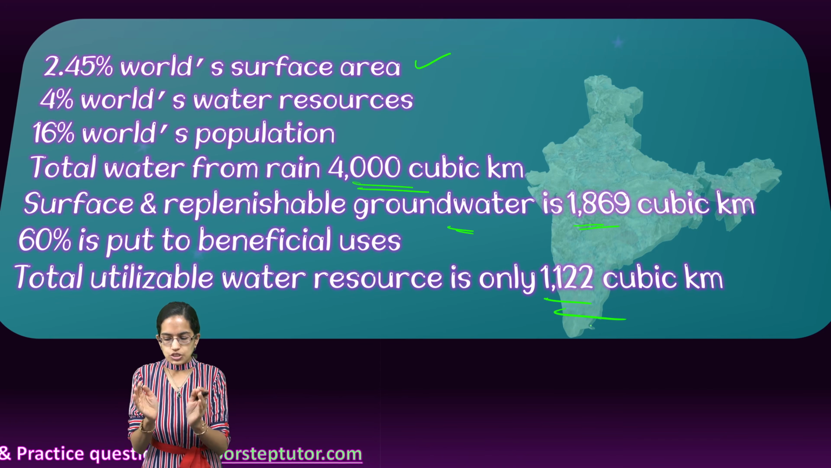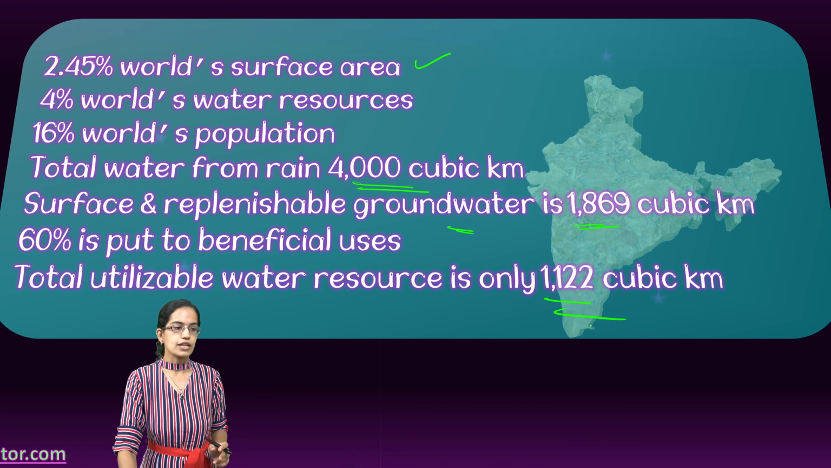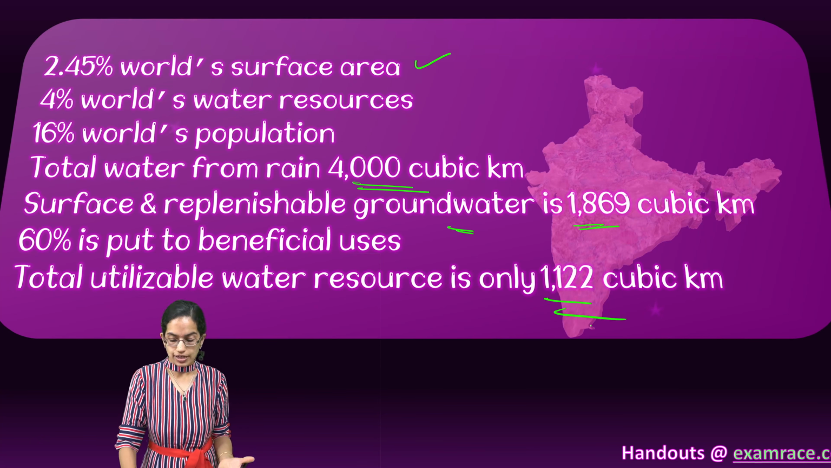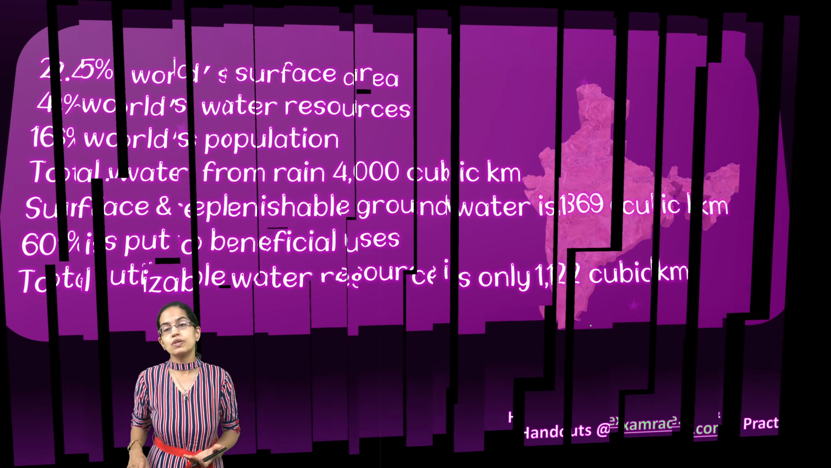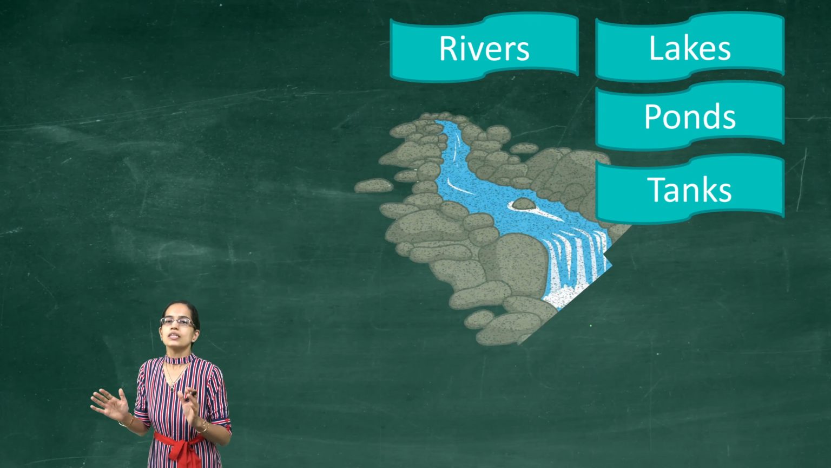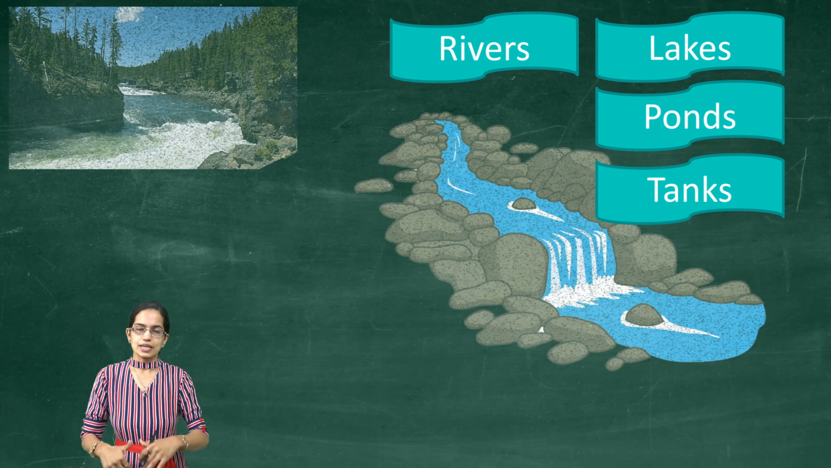Now, with such a meager amount of water resource available, we need to understand how we can actually use water. As we mentioned, this water can be broadly categorized into two segments: fresh water, which can be categorized as surface waters and groundwaters.